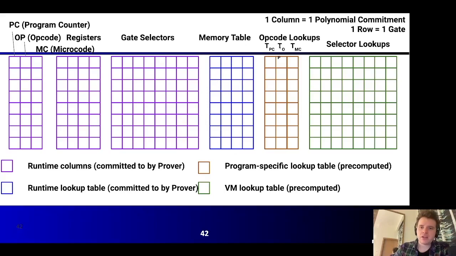And then you have a program specific lookup table, where these column values will be dependent on the actual VM program being executed because they represent the sequence of VM opcodes. And then the green columns are genuinely pre-computed lookup tables. So these are lookup tables which basically describe, for a given opcode, what are going to be the selector values that are going to be applied to each constraint.